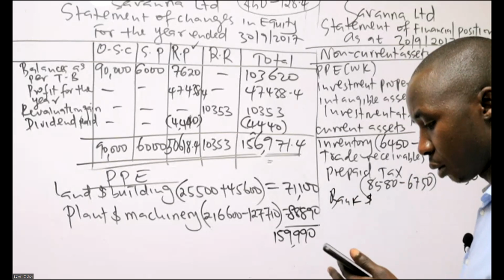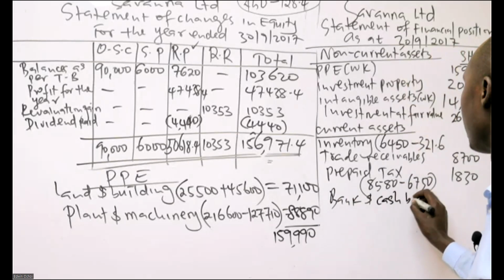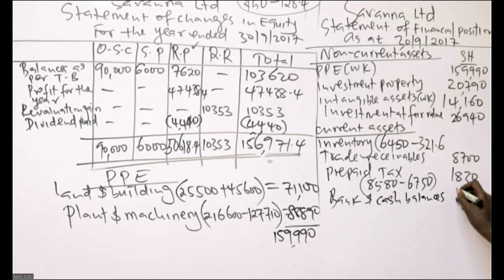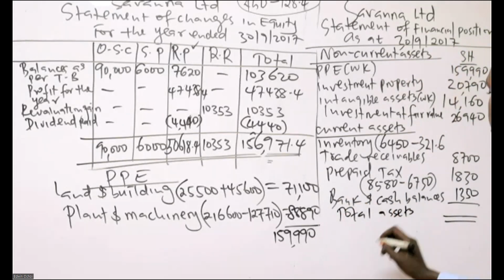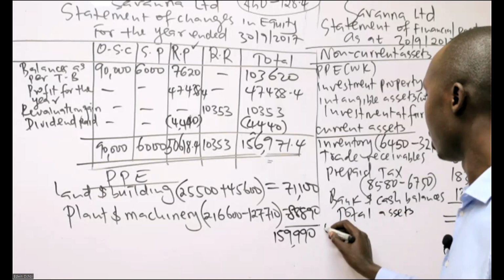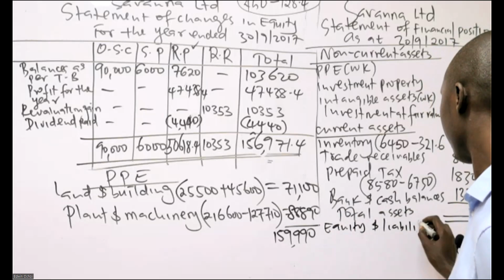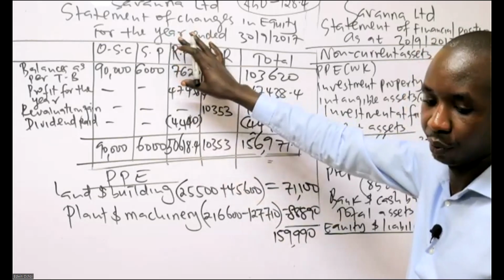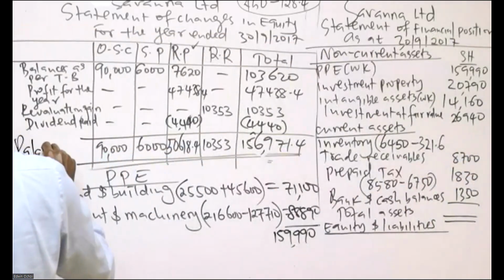The bank had what? According to the trial balance, there is something I had forgotten. Bank and cash balances, 1,360.13. Up to this point, we have total assets. Now let's talk about equity and liabilities. So for the equity and liabilities, we copy these balances from here, the balance carried down.